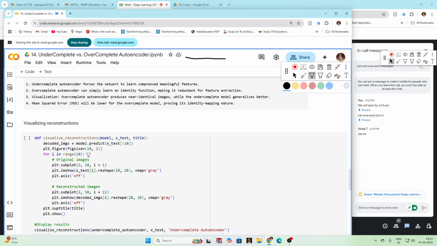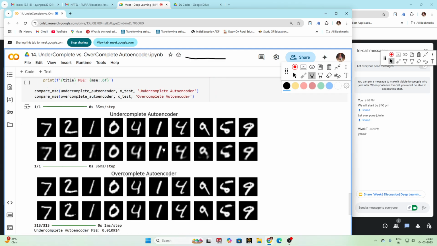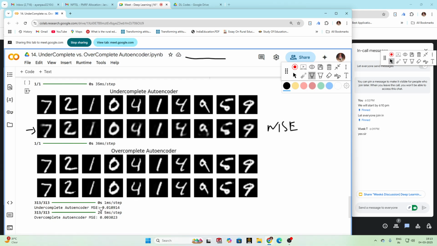Okay, and you can just visualize your data. Whenever you visualize, you will see that the under complete autoencoder output will be a little blurry, and the MSE of the under complete autoencoder will be greater than that of the over complete autoencoder. So this is the thing.